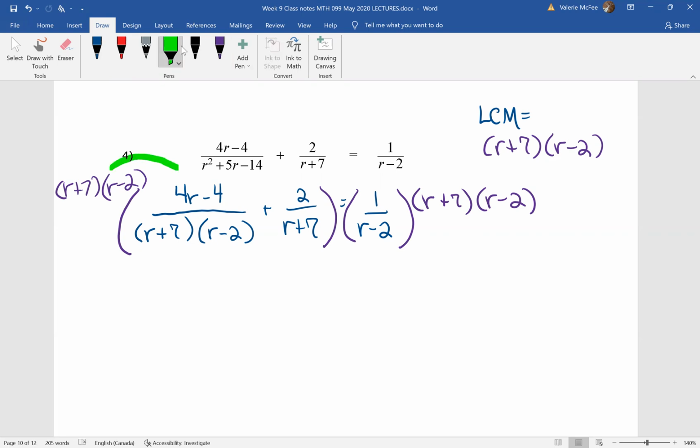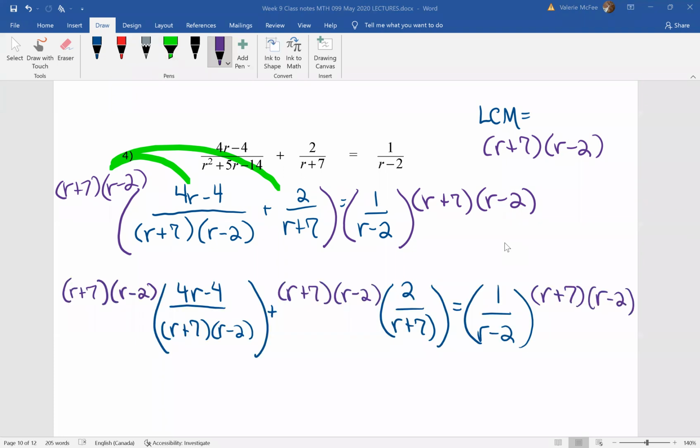Remember, you're going to need to use the distributive property on the left so that both terms are multiplied. I'm going to write that out here so we can take a look at it. All right, you can see that I've multiplied each term by the lowest common multiple of the denominators. And now we can start dividing. We see here that both factors in the denominator are divided out.